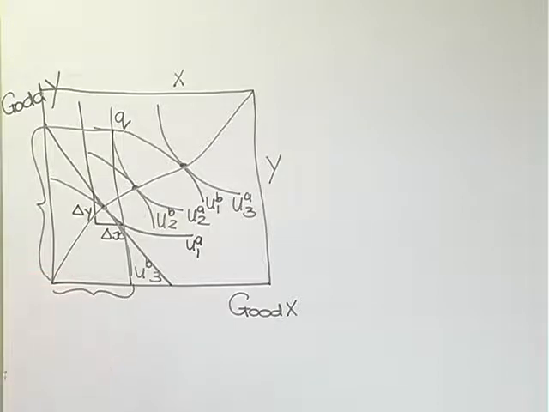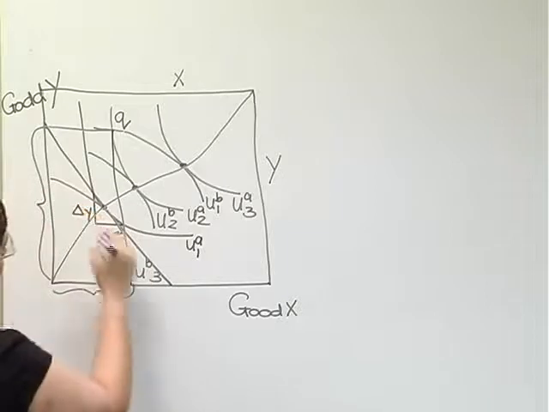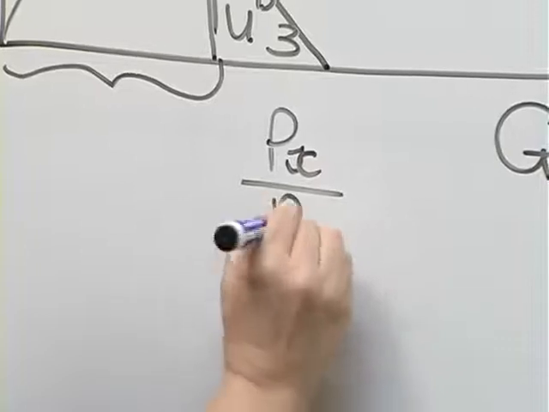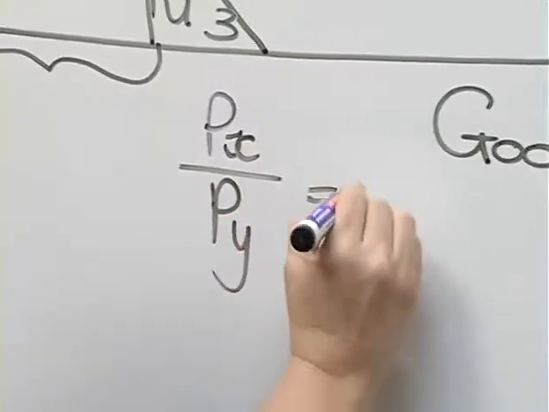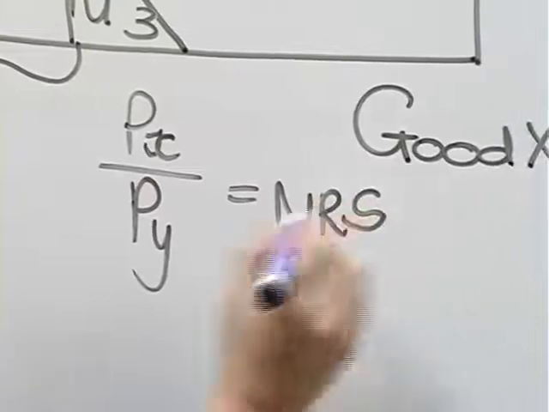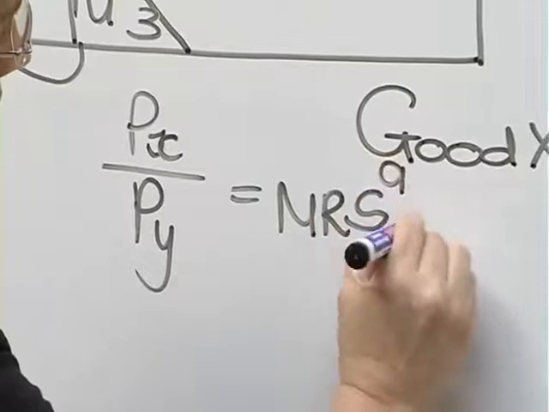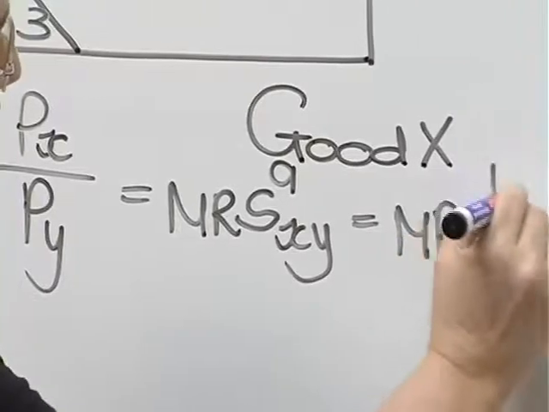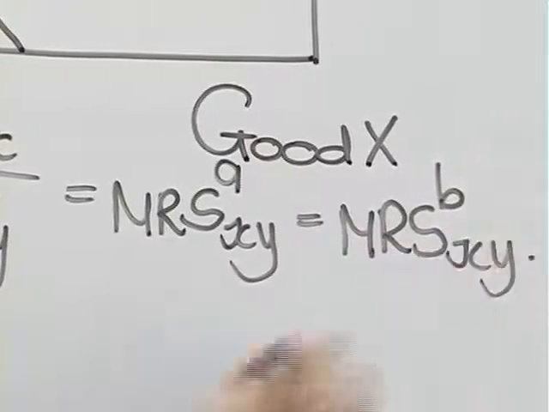So remember, condition 1 was efficiency in production. Condition 2 is efficiency in consumption, very important. And with this, the equation that's going to be important is that you remember that this line is Px over Py will be equal to the marginal rate of substitution. In this case, it will be MRS A good XY equals marginal rate of substitution of B good XY.